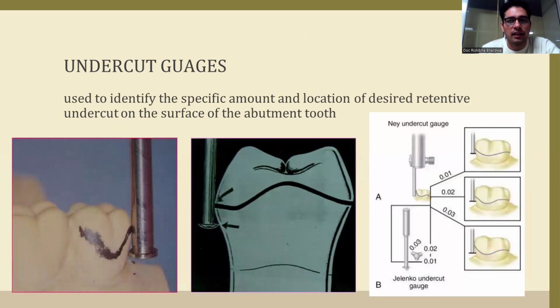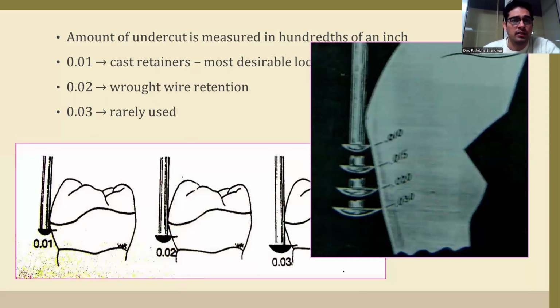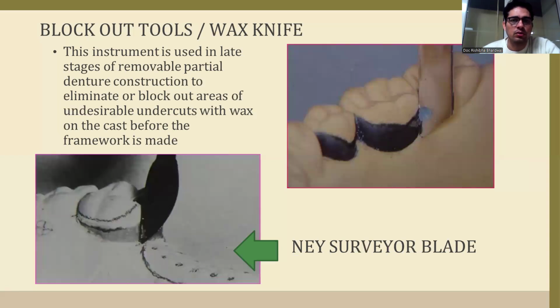Next is the undercut gauge. We can measure the undercut, how much is present, and accordingly we can plan the tilt. It is used to identify the specific amount and location of the desired undercut on the surface of the abutment tooth. Undercuts can be desirable and non-desirable, which we shall discuss in the successive slides. The amount of undercut is measured in hundredths of an inch: 0.01 is the most desirable undercut for cast retainers. 0.02 is for wrought wire retention. 0.03 is rarely used. It is very less.